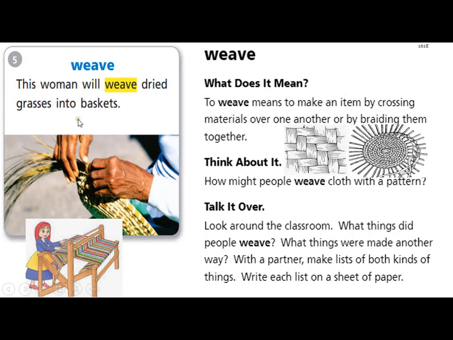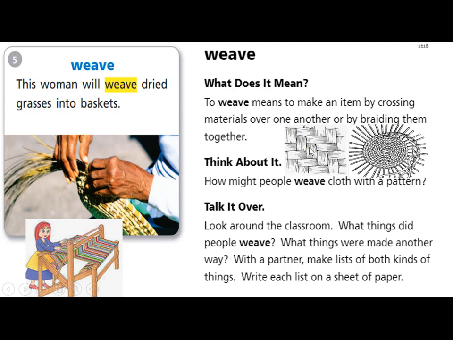Number 5. Weave. This woman will weave dried grasses into baskets. So this is the process of weaving. Okay, what does it mean? To weave means to make an item by crossing materials over one another or by braiding them together.